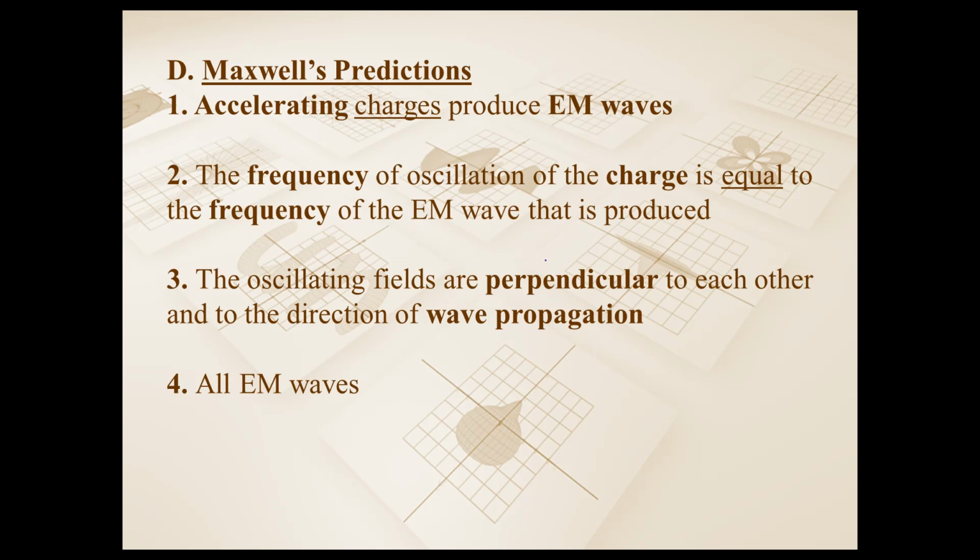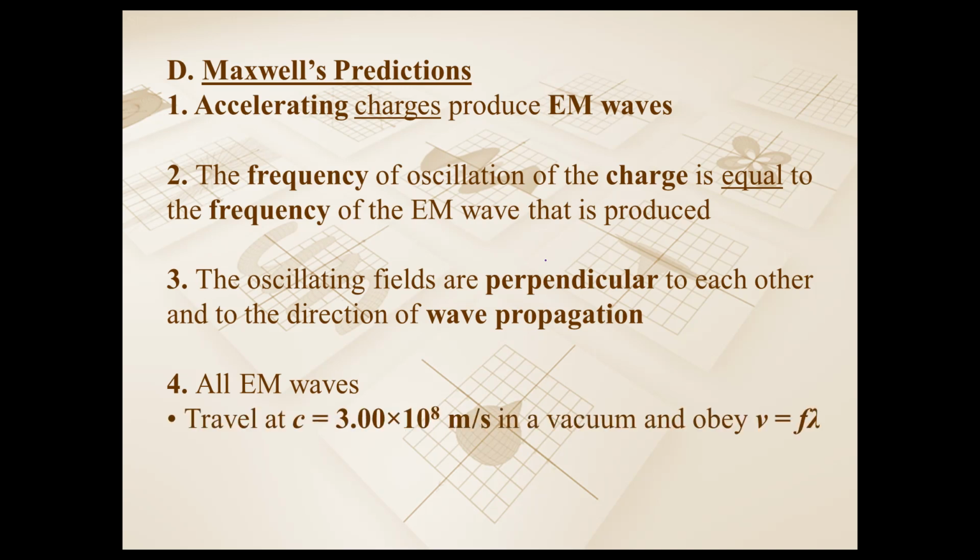4. All electromagnetic waves travel at the speed of light in a vacuum. So that's 3.00 times 10 to the 8 meters per second. And they obey the equation V equals F times lambda. V equals F times lambda is the universal wave equation. The universal wave equation can apply to any kind of wave. So that includes both mechanical waves, which we talked about back in Physics 20, and an electromagnetic wave, which is what we're talking about right now.